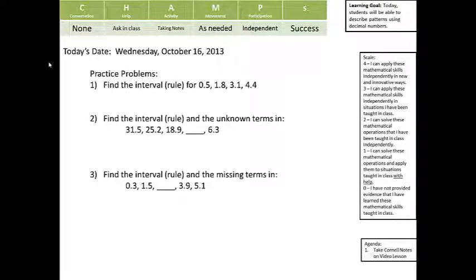Alright, so I have some practice problems here for you. For number 1, you just have to find the interval. So you're just going to be subtracting to find the interval. For numbers 2 and 3, you have to find the interval and the unknown term. Okay, so you have two things that you have to find for 2 and 3. Go ahead and pause the video, work out these practice problems, and then once you think you have your answers, restart the video and check your answers.